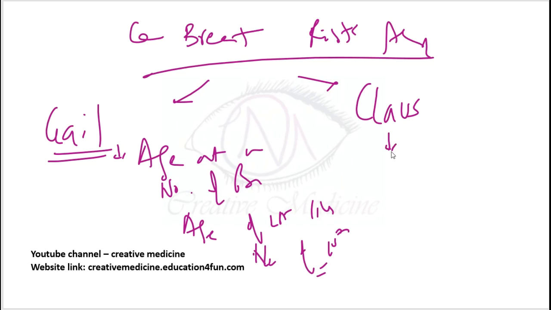Then we have the Claus model. The Claus model is based on assumptions about the prevalence of high penetrance breast cancer susceptibility genes. It also incorporates more information about family history.